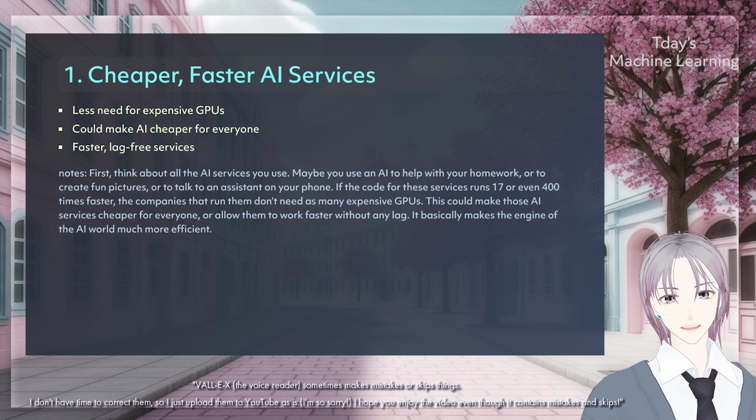First, think about all the AI services you use. Maybe you use an AI to help with your homework, or to create fun pictures, or to talk to an assistant on your phone. If the code for these services runs 17, even 400 times faster, the companies that run them don't need as many expensive GPUs. This could make those AI services cheaper for everyone, or allow them to work faster without any lag. It basically makes the engine of the AI world much more efficient.